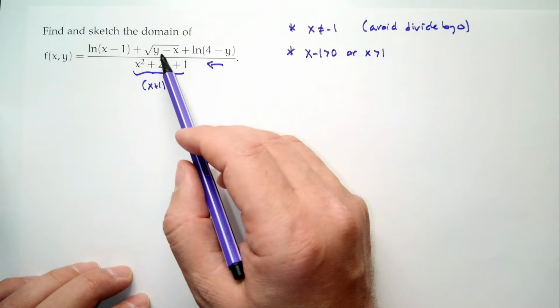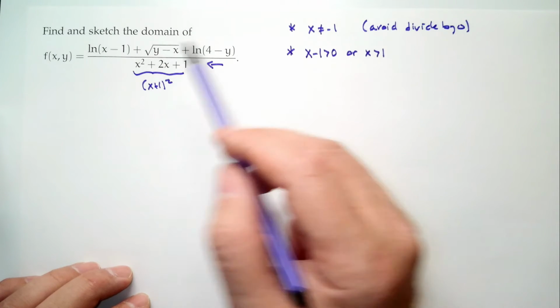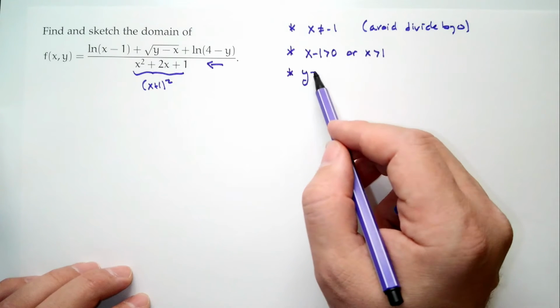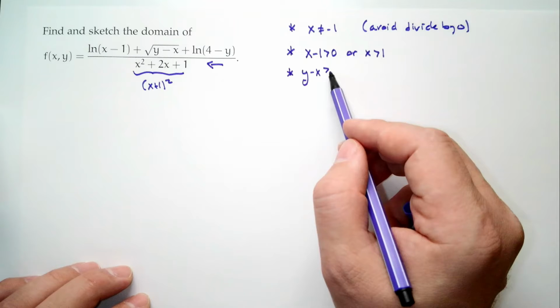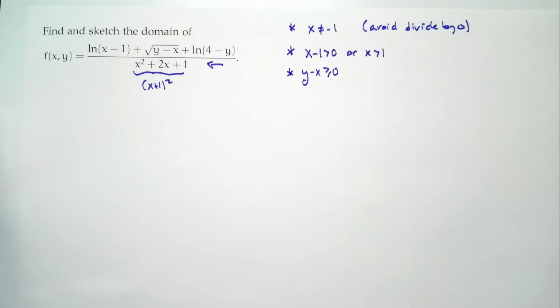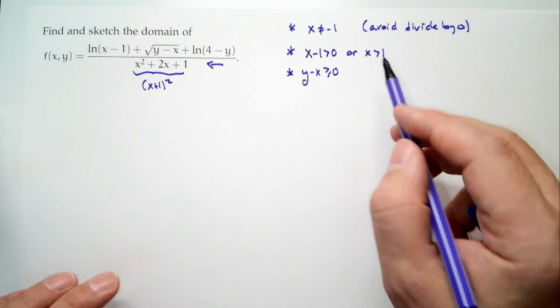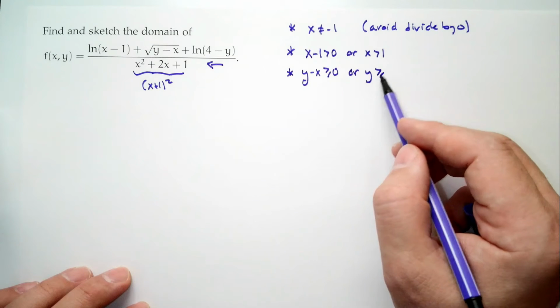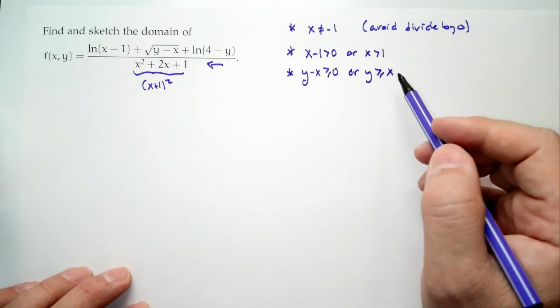Square root of y minus x. What do we need? We need the inside to be greater than or equal to 0. Equality is okay, because here you can take the square root of 0, but you can't take the natural log of 0. Or we could say that y has to be greater than or equal to x.